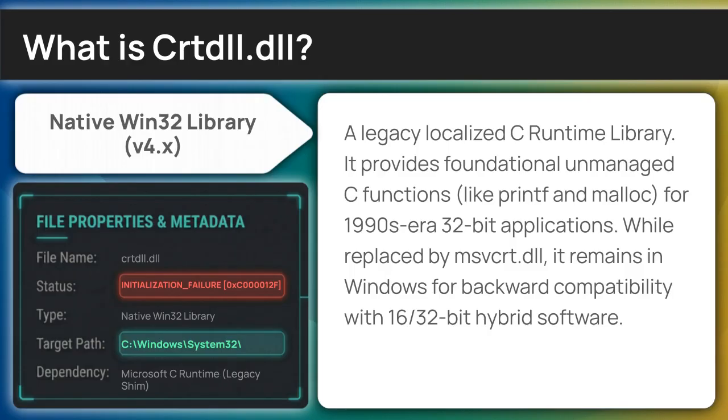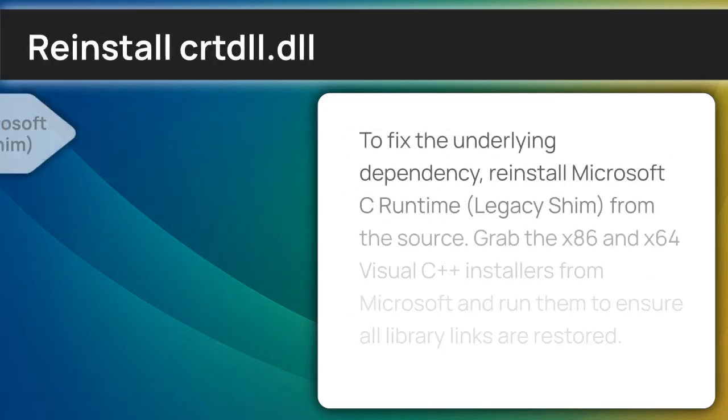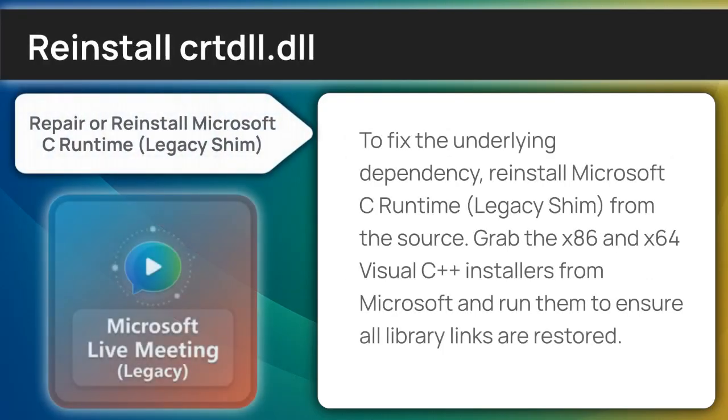Enough of the technical side. Let's get these files back onto your system. To fix the underlying dependency, reinstall Microsoft C Runtime legacy Shim from the source. Grab the x86 and x64 Visual C++ installers from Microsoft and run them to ensure all library links are restored.